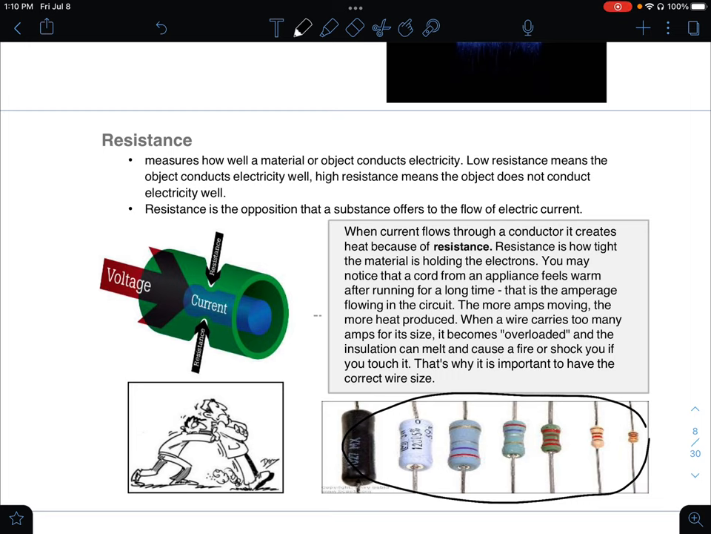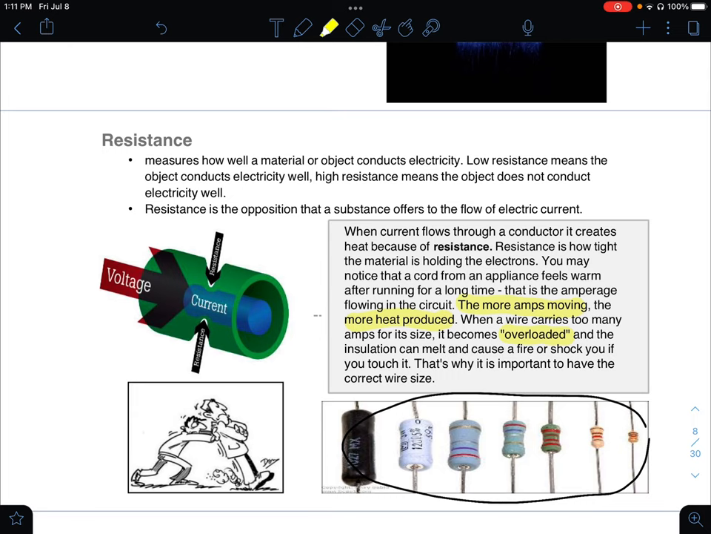Now, after it runs for a long time, that is the amperage flowing in the circuit. The more amps moving, the more heat is produced, okay? That is why it heats up. So when a wire, the cord, carries too many amps for its size, it becomes overloaded. And the insulation can melt and cause a fire, or it will shock you if you touch it. That's why it is important to have the correct wire size, okay?